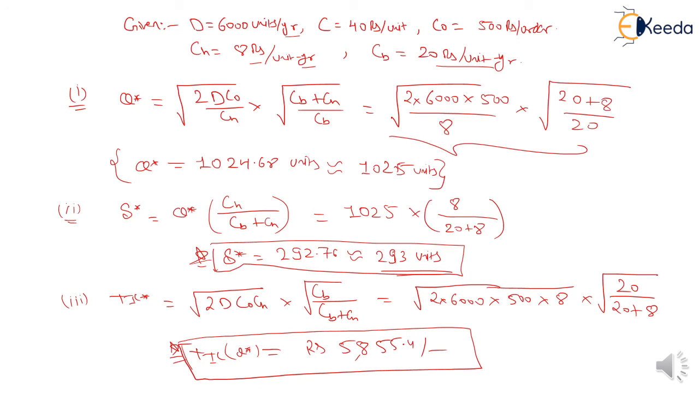Clear to all students? How to calculate the economic order quantity in the shortage or stock out model, how to calculate the optimum number of units shortage or back order, and how to calculate the total inventory cost or optimal total inventory cost. Remember these formulas, they are all very important. So in the question the formula is directly applied.